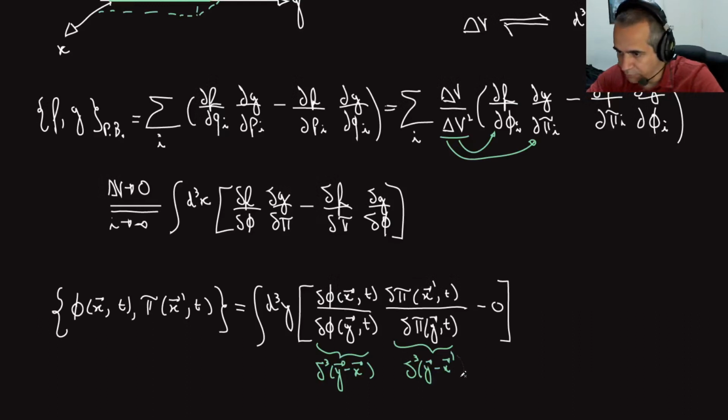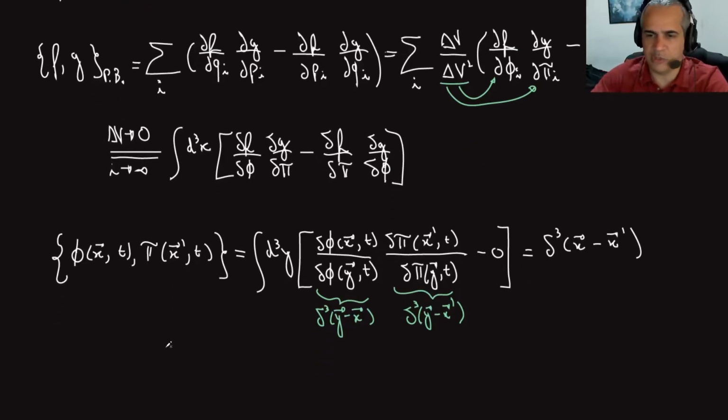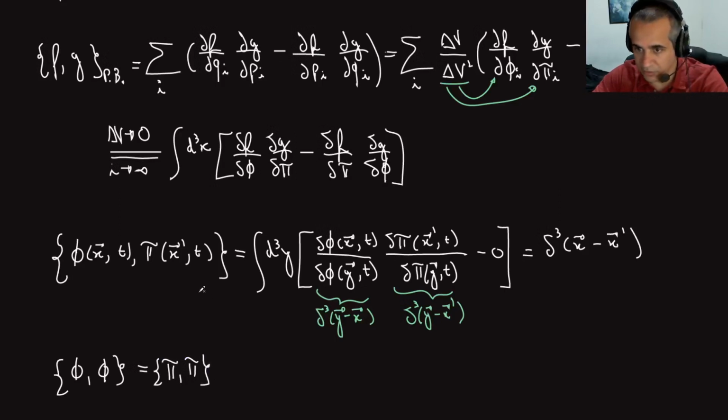Of course, then I can use this integral in y to get rid of one of those deltas, and I'm left over with the other delta. So this ends up being just delta 3 between x and x prime. That's the Poisson bracket between phi and pi. The other Poisson brackets are really easy to calculate. If you do phi with phi, there will be 0 because one of those derivatives is always 0. Same for pi. Let me be careful with the notation. This is the Poisson bracket, because later we use the same symbol for anti-commutators. This is just 0, right?